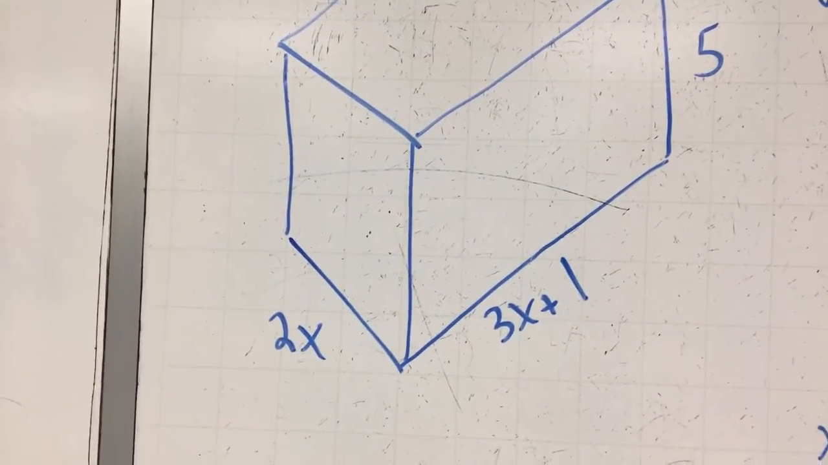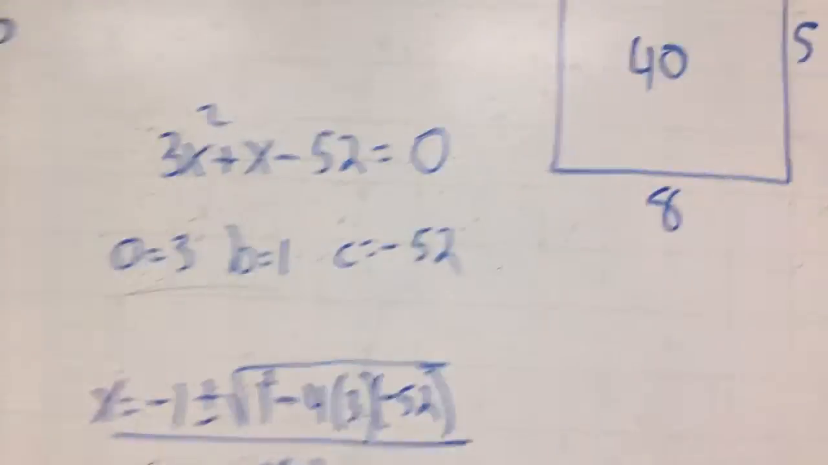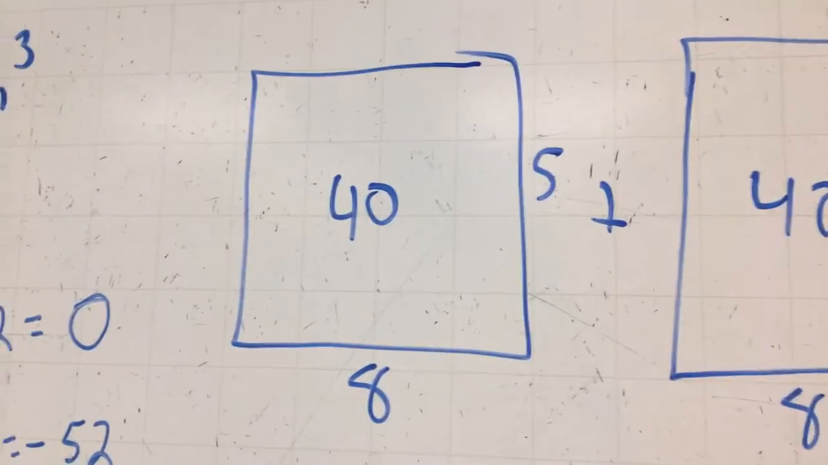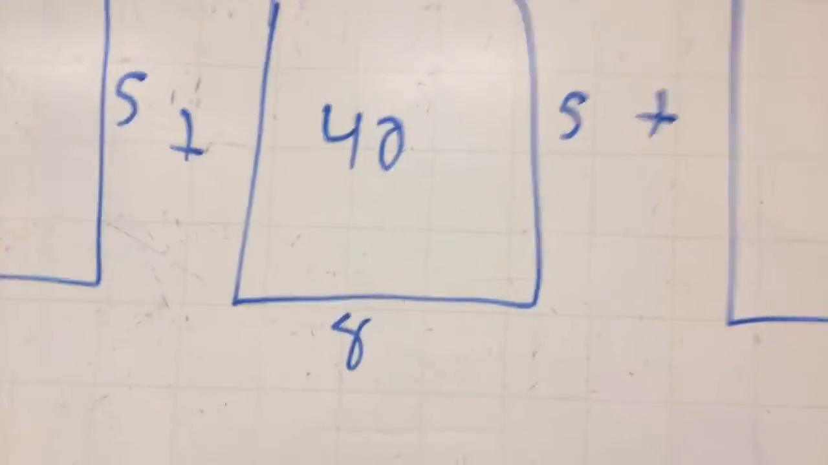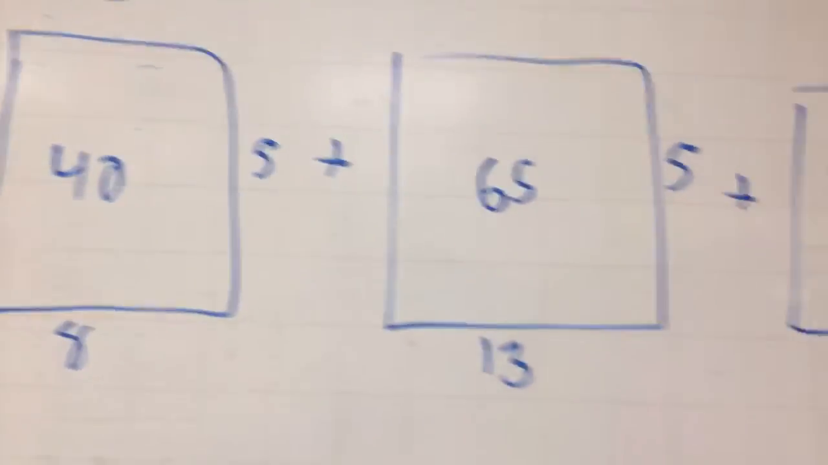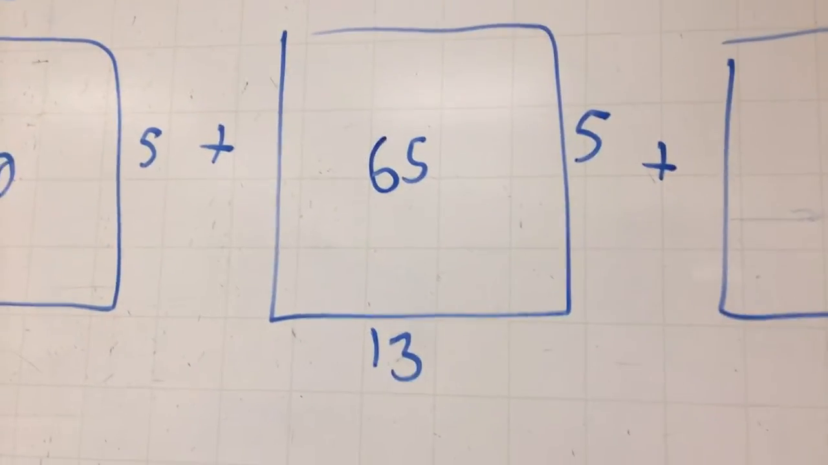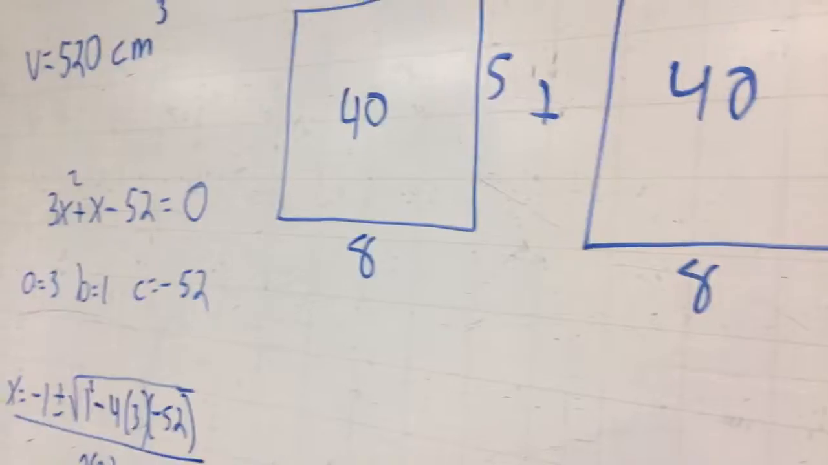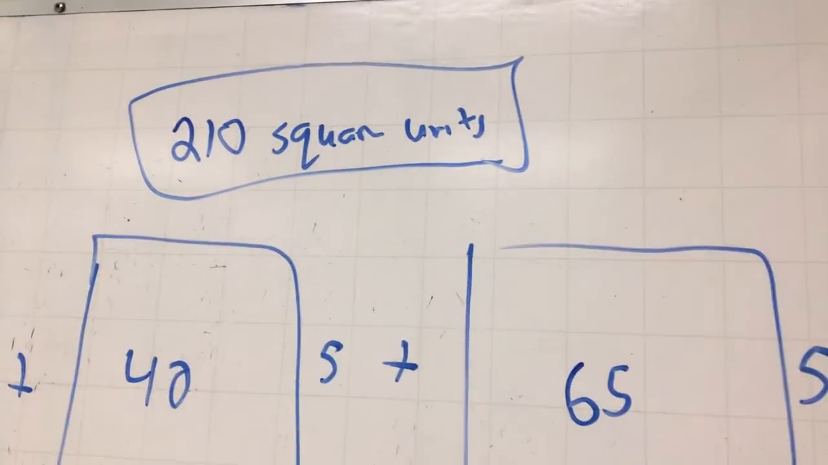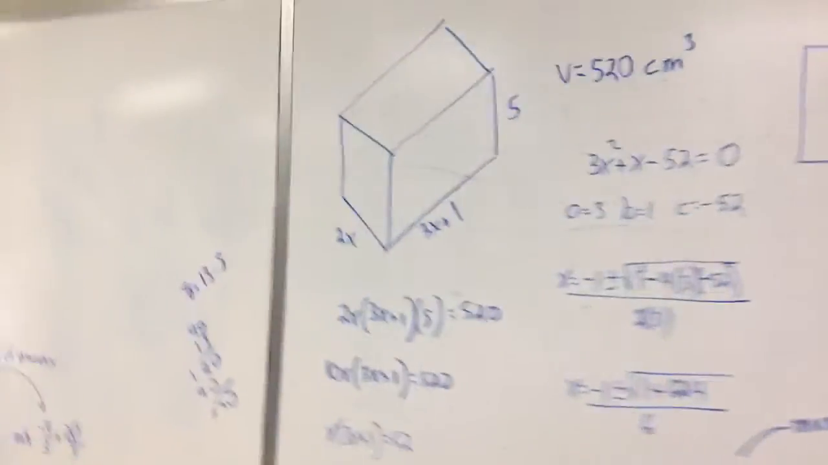And basically, if I only want the area of the 4 sides, then 2 times 4 is 8, and the height is 5. So one of my ends is 8 times 5, which is 40, plus another end, another 8 times 5, which is 40, plus 3 times 4 plus 1, 13 times 5, plus another 13 times 5. If you add all of those 4 little areas up, you find that the area is 210 square units. Now that is a beautiful problem.